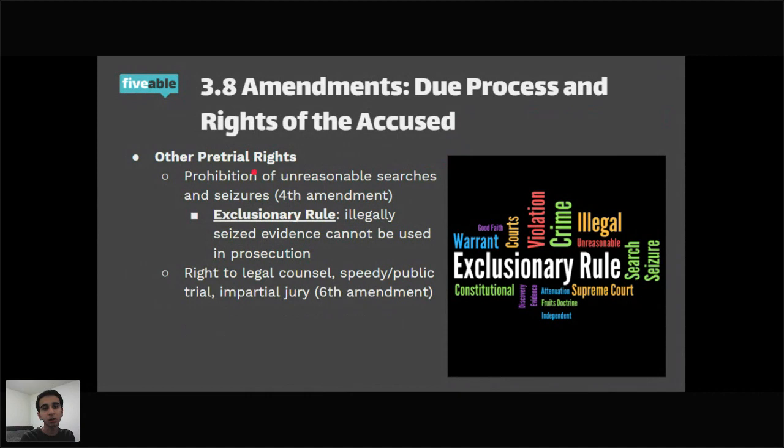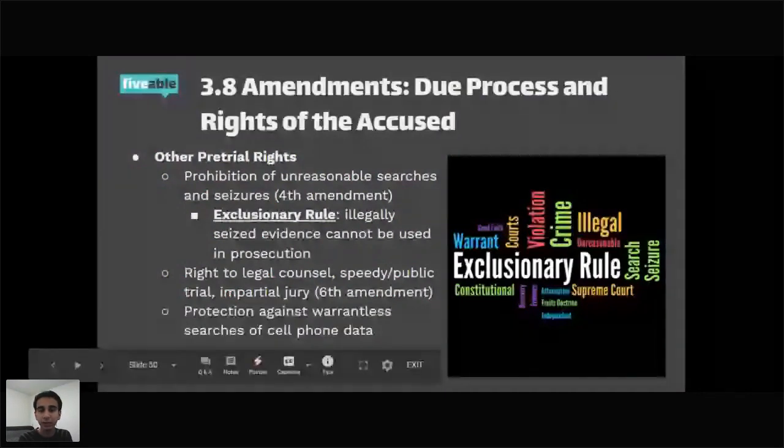Other pretrial or trial rights for the accused, in the 6th Amendment and a little bit in the 5th Amendment, we learn about the right to legal counsel, a speedy and public trial, a fair, representative, impartial jury of your peers. All of those are guaranteed. And then protection against, this one seems almost kind of out of place, but I included it because it was in College Board's curriculum.